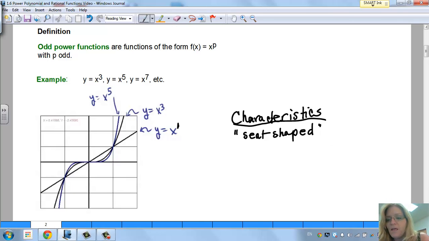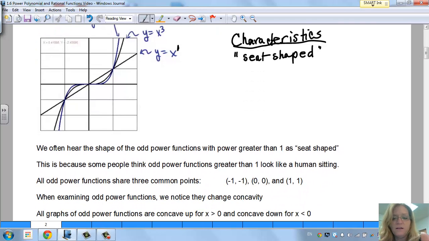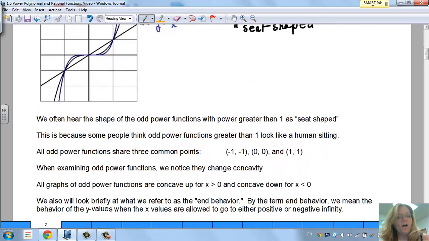Okay? Let's look at some of the things we need to know about them. We often hear the shape of odd power functions with a power greater than 1 described as seat-shaped. This is because some people think odd power functions greater than 1 look like a human sitting. All odd power functions share 3 common points: negative 1, negative 1; 0, 0; and 1, 1.